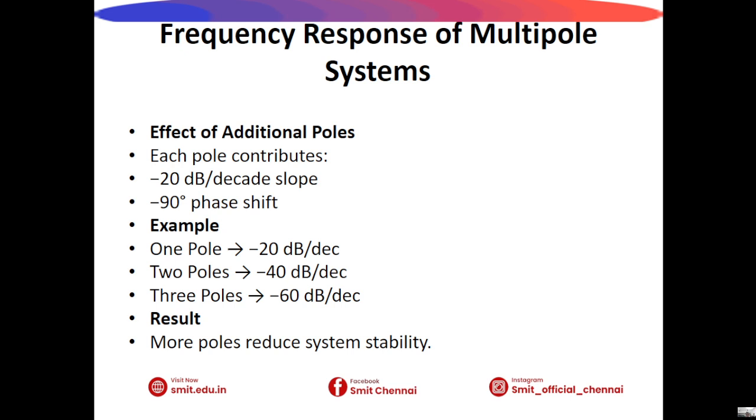Next, we see the frequency response of a multipole system. Each pole contributes a decrease of 20 decibels per decade in gain and introduces up to 90 degrees of phase lag. Therefore, a two-pole system contributes approximately 180 degrees of phase shift, while a three-pole system contributes 270 degrees. This accumulated phase lag can lead to instability.